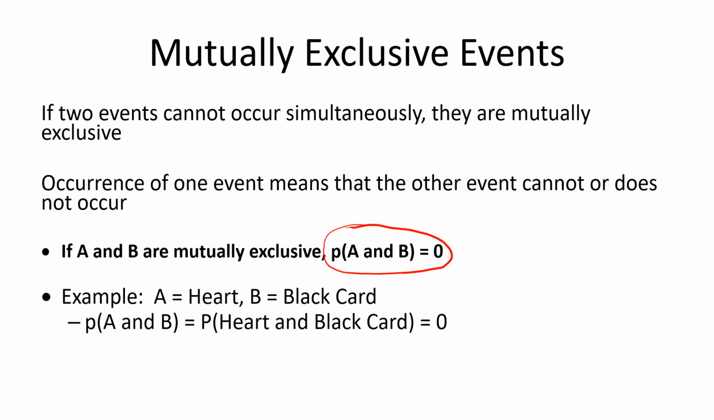Because there are no hearts that are also black cards. All hearts are red cards, all black cards are spades or clubs. There are no hearts that are black cards, so the probability of A and B, the probability of getting a heart and a black card, is 0. You cannot draw one card out of the deck and get both a heart and a black card.